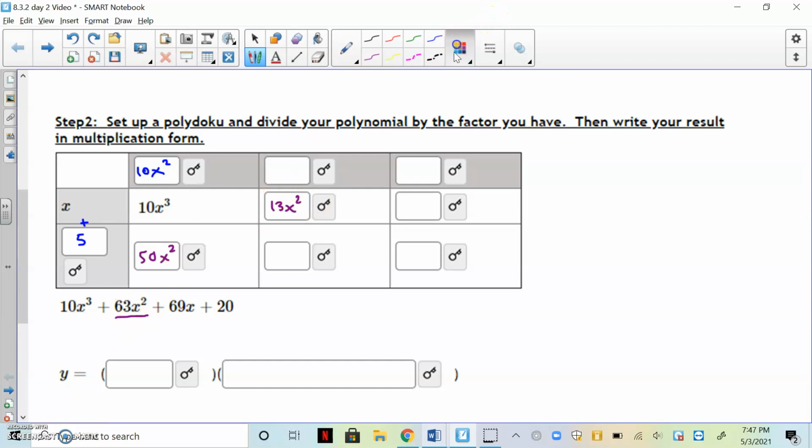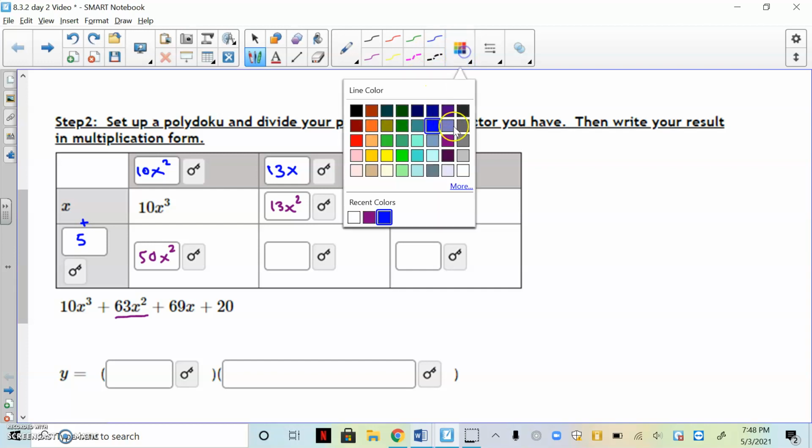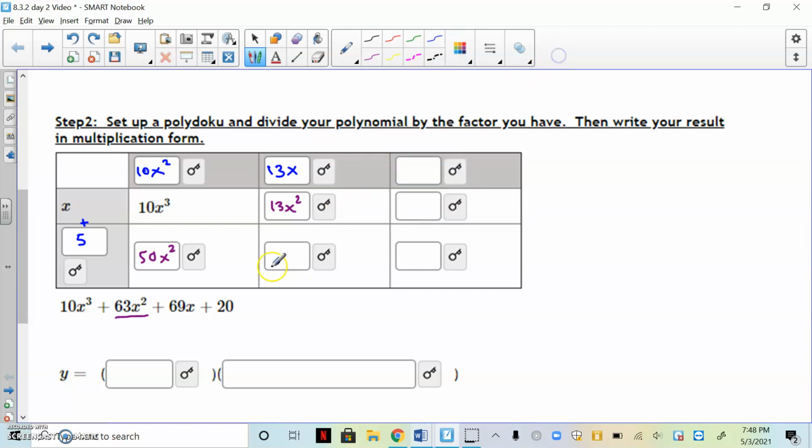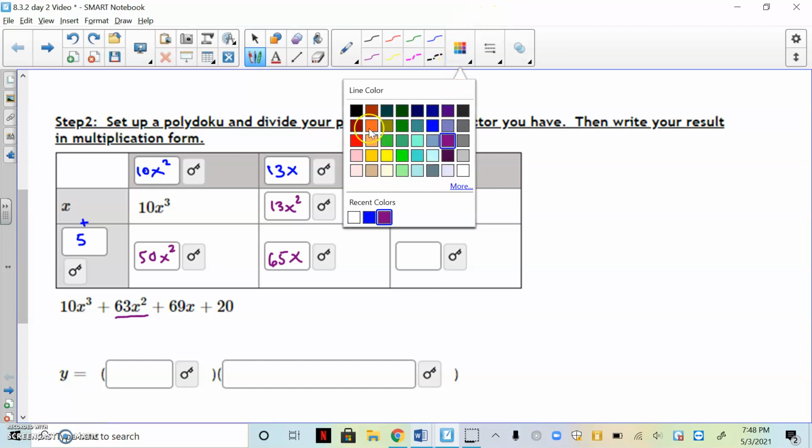All right, so that being said, we can find some more information now. Up here, x times what equals 13x squared? Well, that would be 13x. And then 13x times 5, that's going to be 65x. All right, 65x. So now I have to look again and say, okay, well, I am out of information again.